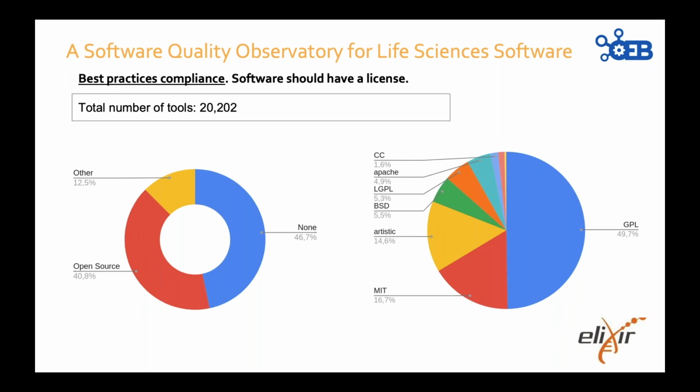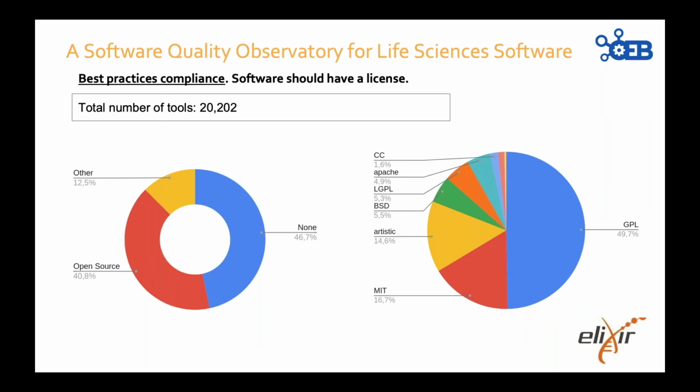So although this is still in progress, as you have seen, we can still make some conclusions about the partial universe of bioinformatic tools we have. Right now in OpenEBench, we have 20,202 tools. And if we want to see, for example, the licensing of this universe of tools, a license is recommended by our best practices group, and it is also an important part for open source initiatives.